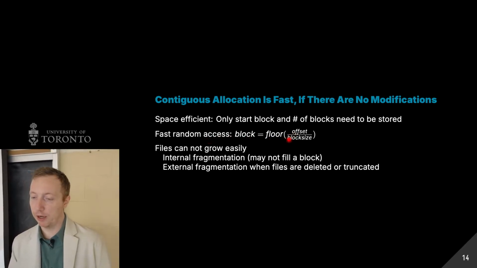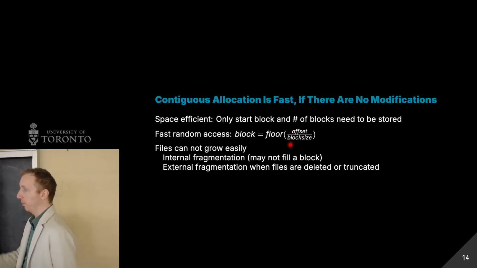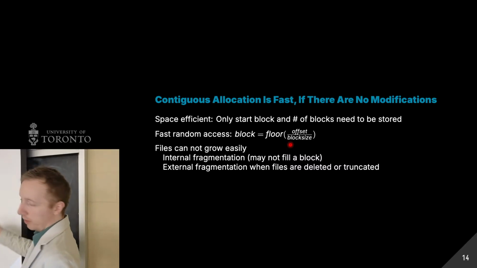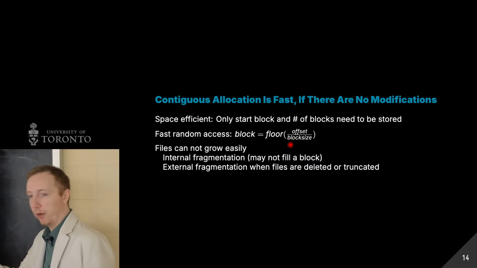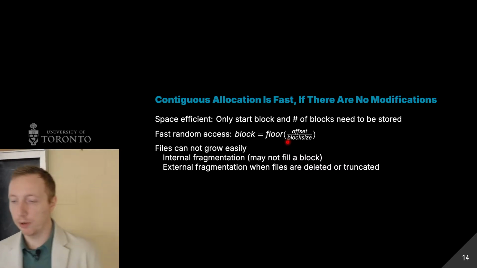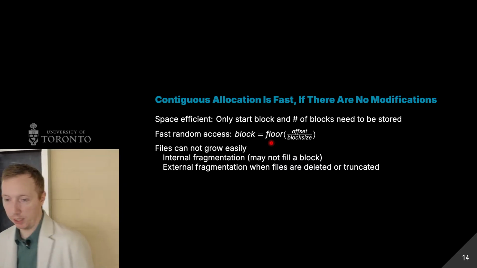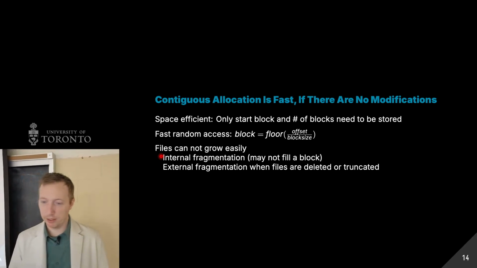If I know the offset, it's just the floor of offset divided by block size. So the first 4,096 bytes are on block 0 of that file. The next are on block 1. The next are on block 2, so on and so forth. And that's just how far I have to go from the starting block. The bad thing about them is files cannot grow easily.